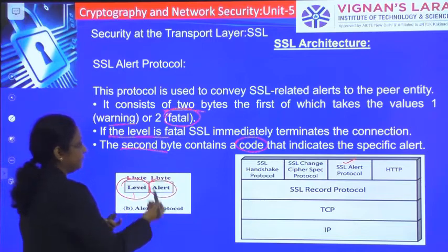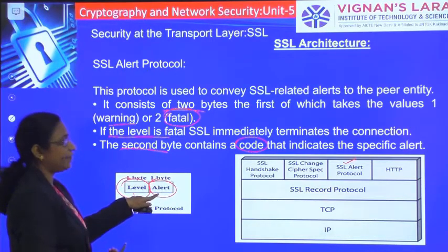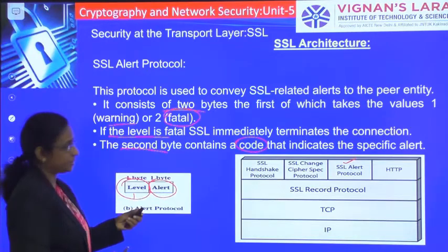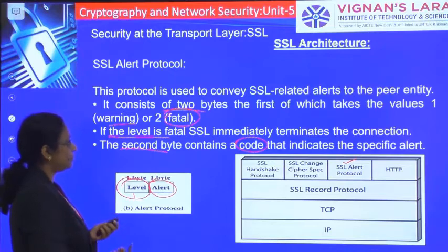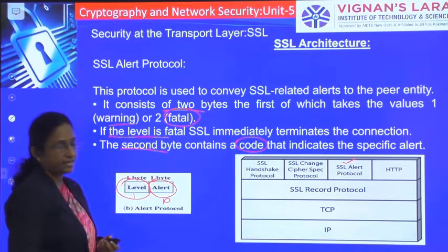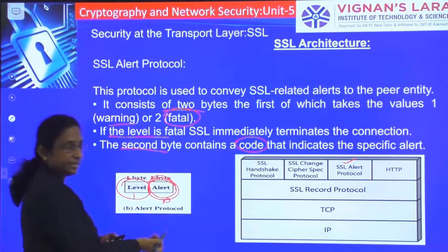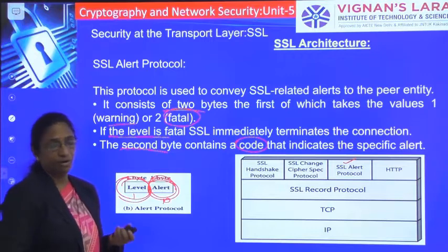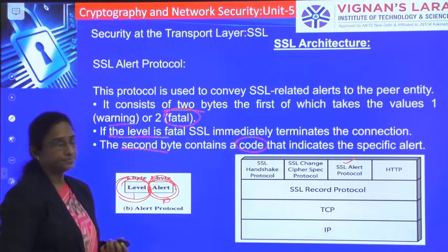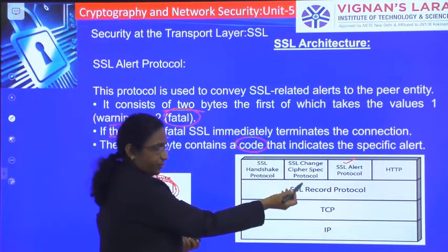Okay, and this alert, this second byte that you are having, consists of a code that indicates, if the alert is close notify, in that case you will have 0 here. This is the code for that alert, and this is the level, in the sense of whether the alert is a warning or a fatal. So that is about the SSL alert protocol.